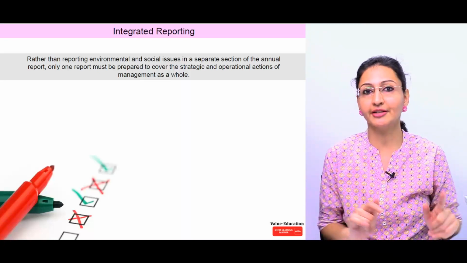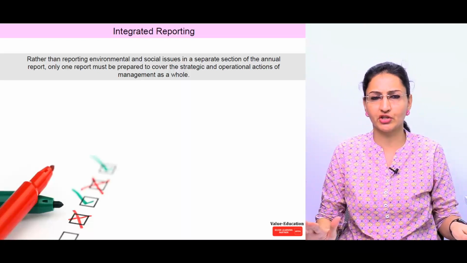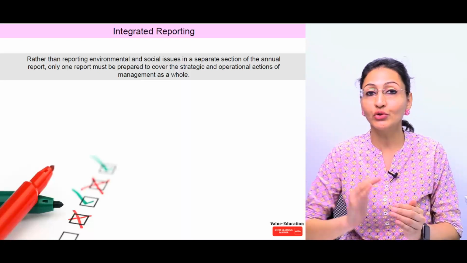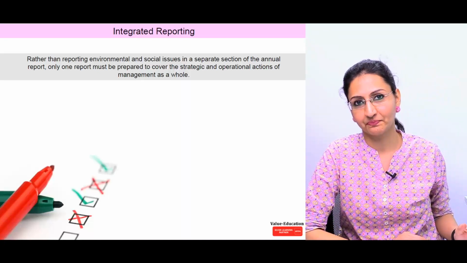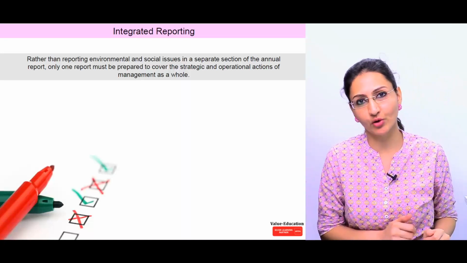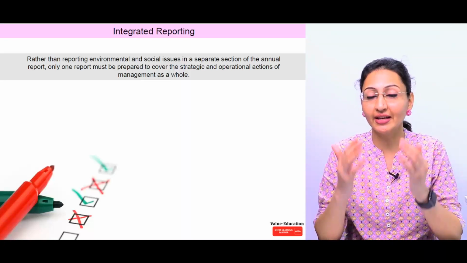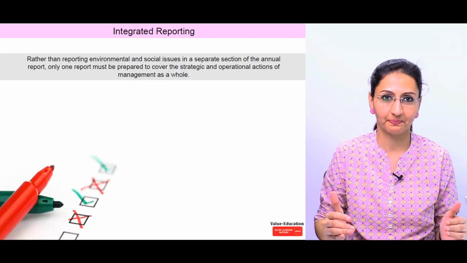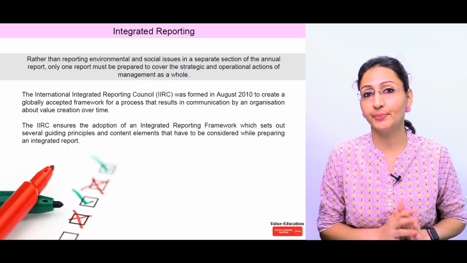But now with integrated reporting, only one report must be there without any separate section, which should give how the environmental and social issues are addressed by the company, how they are being taken care of, how the company is managing them as a whole. That's integrated reporting. That means integrating everything in one single report. Now let's go into more deep related to integrated reporting.